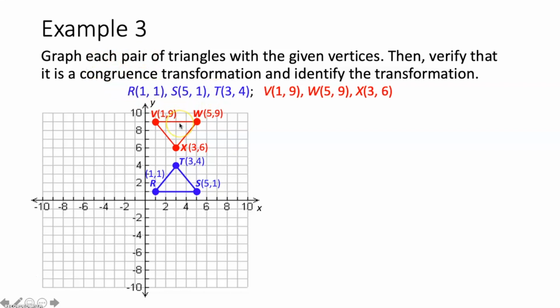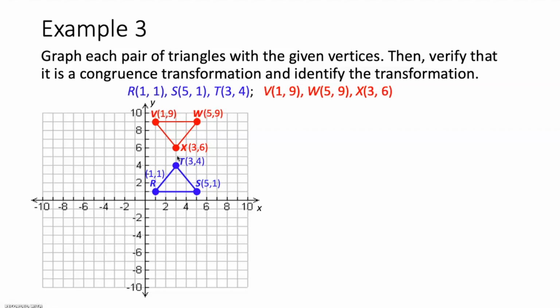Next, it says to verify that it is a congruence transformation. So we can't just, like we were before, say, yeah, they look to be the same. Here, we can actually prove it because we're given points. So with those points, how do we show that these two triangles are congruent? Well, one way I know to show triangles are congruent would be the side, side, side congruence postulate. And the way I do that then is show that each of the 3 corresponding sides are congruent to one another.